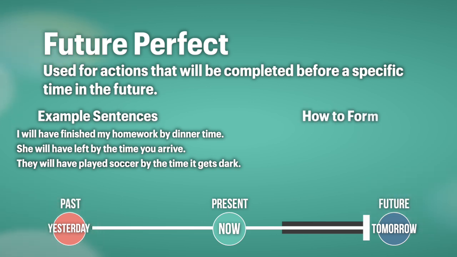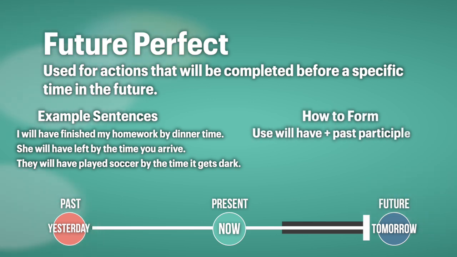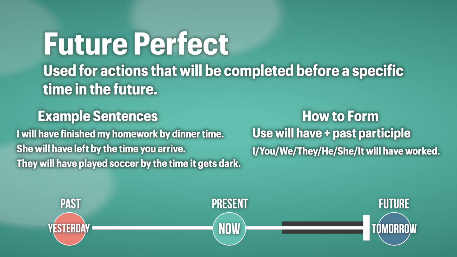How to form the future perfect. Use will have plus past participle. I will have worked.